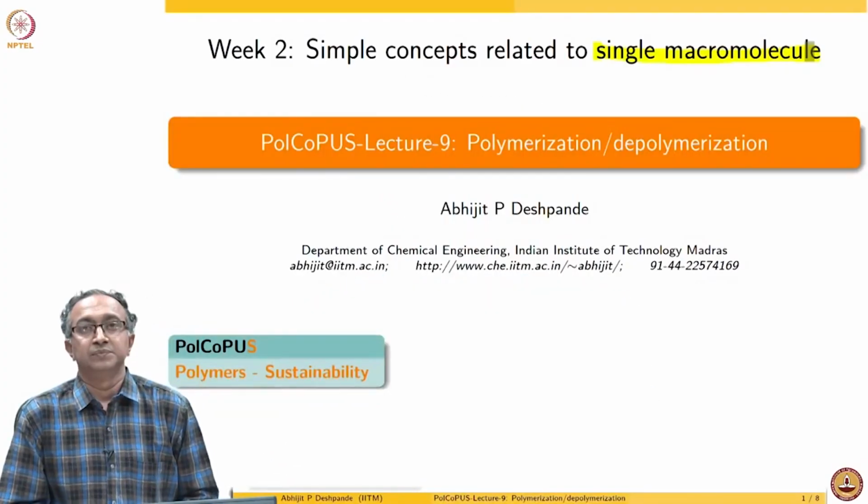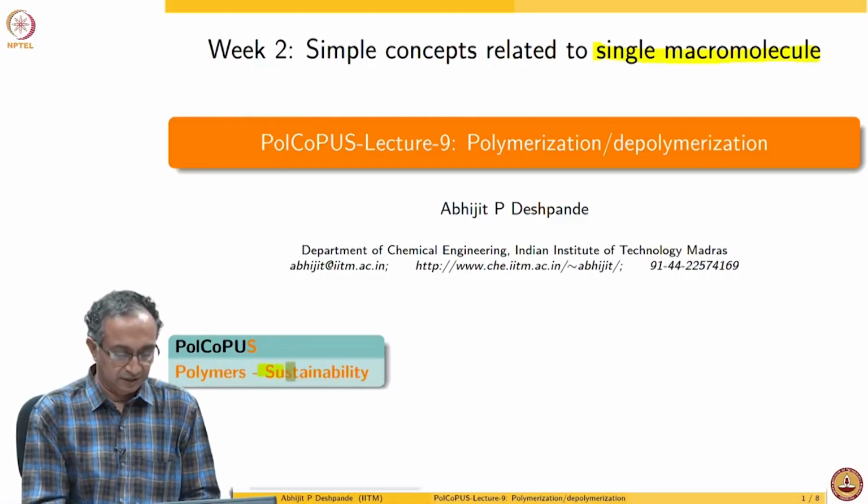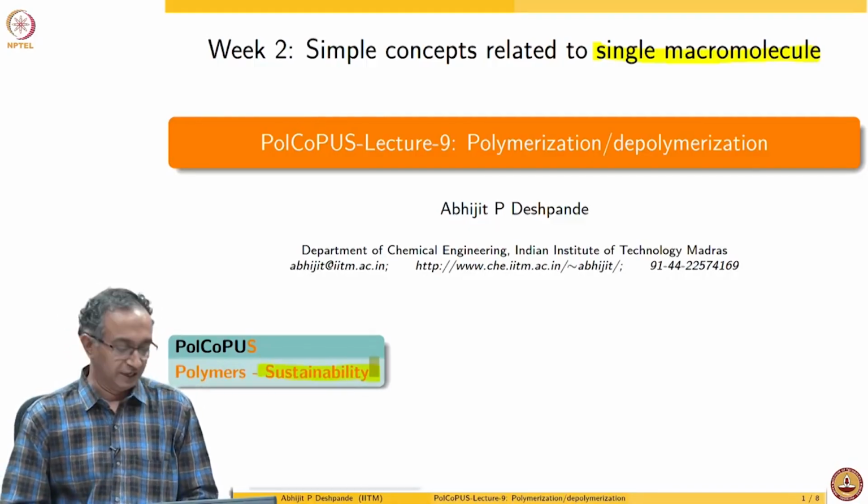Hello and welcome to week 2 of the course on polymers. In this week, we are going to discuss properties of a single macromolecule. Before we get on to doing the discussion of the properties, we are looking at some sustainable aspects of polymeric systems, and we will look in this lecture at polymerization and depolymerization in the context of sustainability.